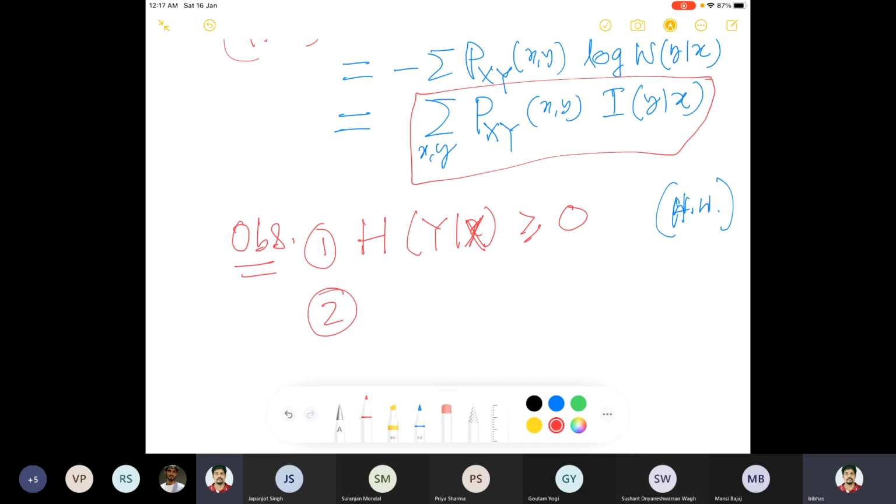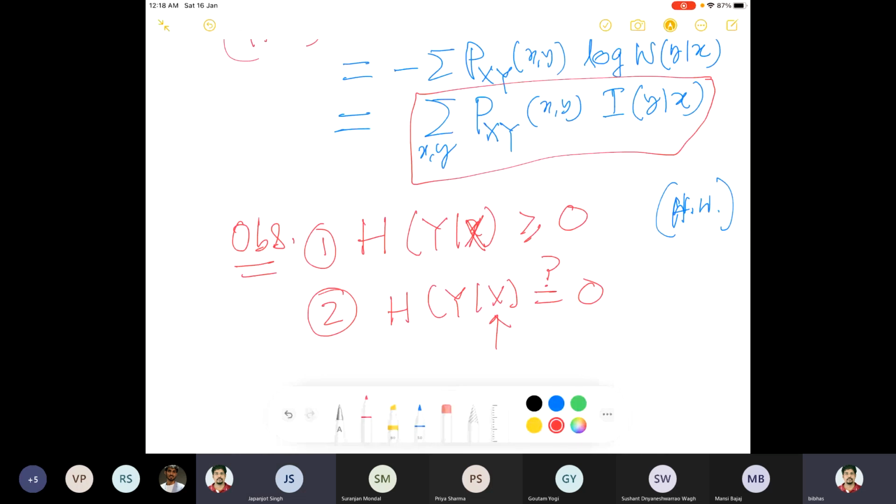Second thing is, when is it equal to 0, let's say? When is it equal to 0? When there is no uncertainty between x and y. When given x, the entropy about y is completely 0. That means everything is known about y. So everything is certain now. If I give you x, then everything is known, so there is nothing uncertain. The amount of uncertainty is 0. So when can that happen?